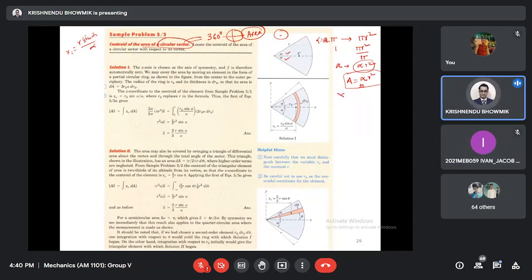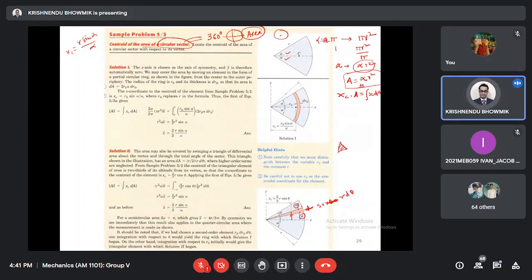Now what we have to do: this xc multiplied with this A equals the integral of x dA. Now we can have different ways of doing this. Maybe I'll go for the second method. In the second method, this is theta. This angle is theta. So this base is basically r, the radius is r. So this length s equals r d theta. This small strip is a triangular shape. It is a triangle.